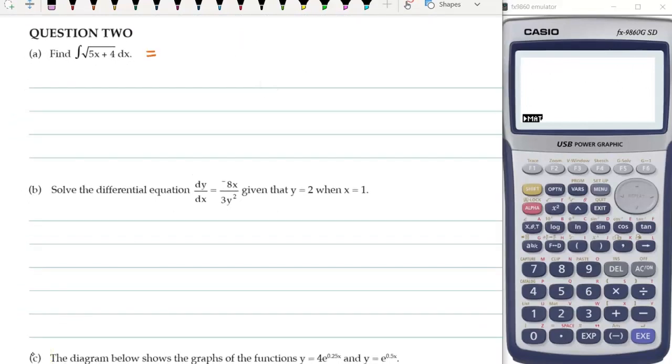For 2a, let's begin with writing this in line. So we have 5x plus 4 to the half. So if we're integrating that, we are going to raise the power by 1. So that'll be 3 over 2. We divide by the new power, so that means timesing by 2/3. We also need to divide through by the 5. So if we divide through by the 5, that 3 times by 5 becomes 15, and then plus c.